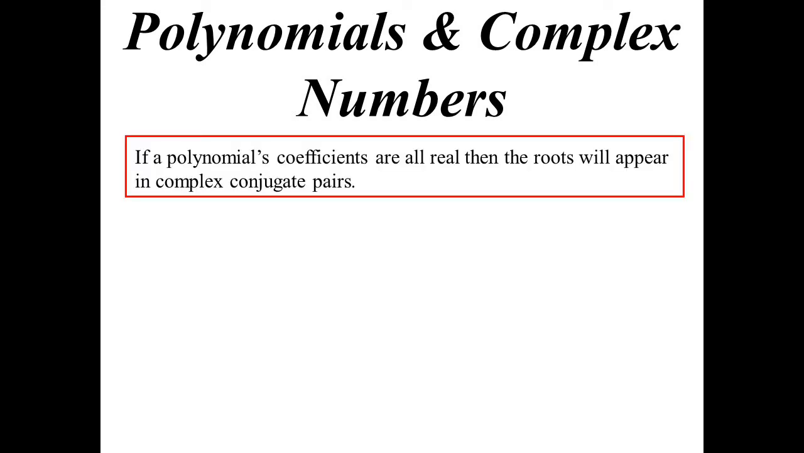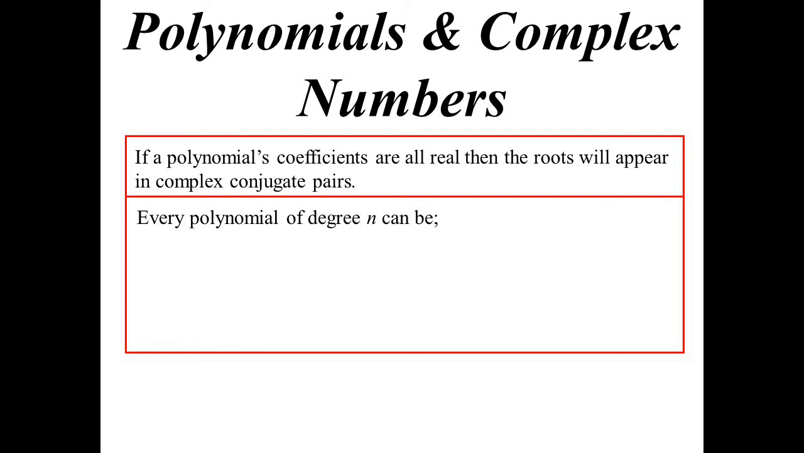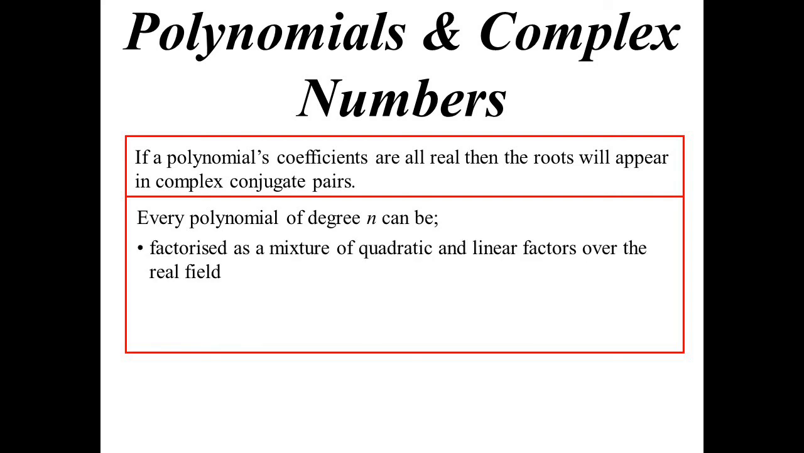Just going to finish off our first section of complex numbers with looking at polynomials in general and complex numbers. And this is a key thing. If you've got a polynomial where all the coefficients are real, then your solutions will appear in conjugate pairs, so you'll always have an even number. Every polynomial can be factorised down to be a mixture of quadratic and linear factors.